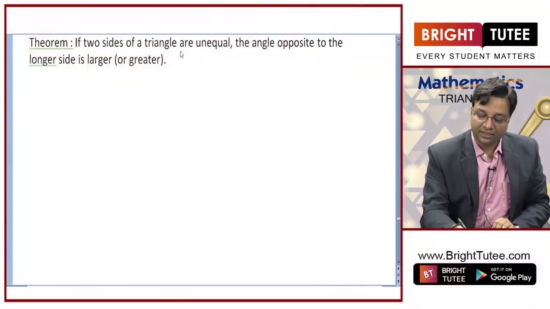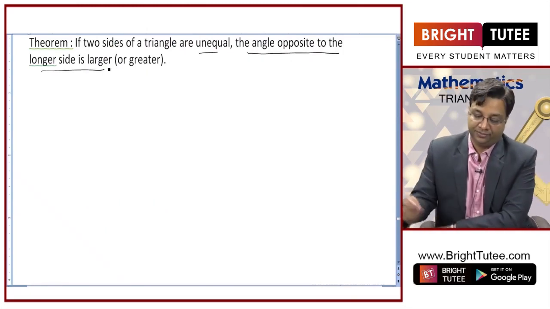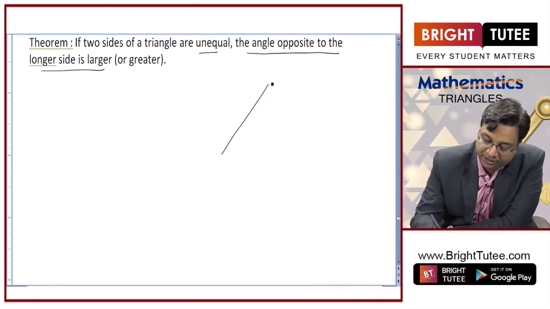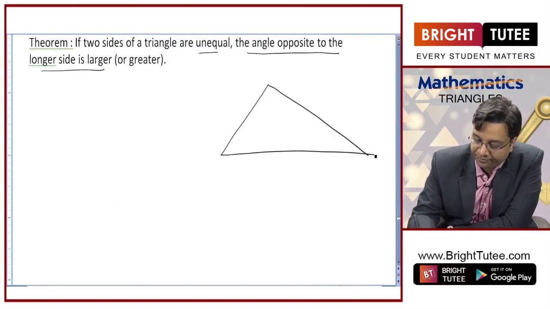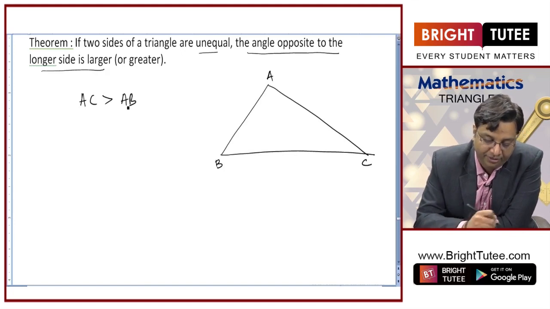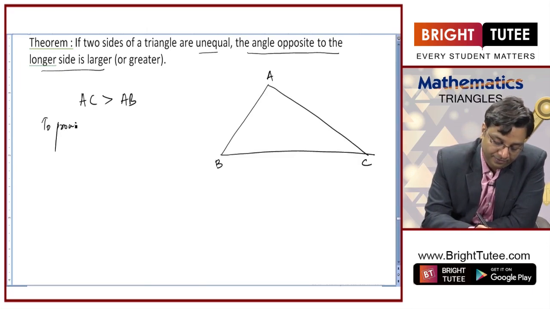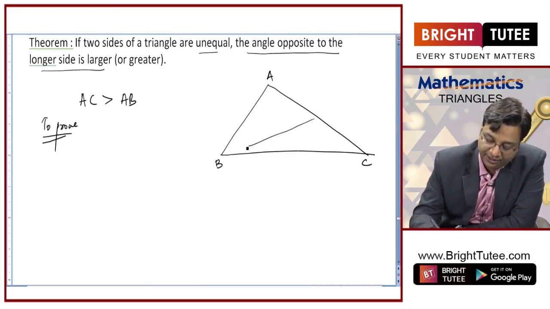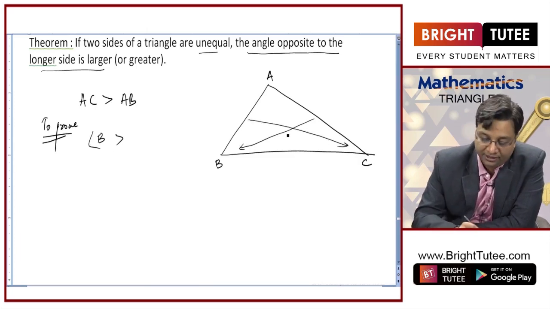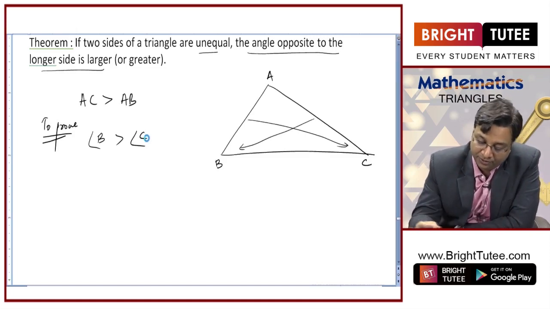If two sides of a triangle are unequal, then the angle opposite to the longer side is larger or greater. So let us consider this triangle here, A, B, C, and let us say AC is greater than AB. So we need to prove that the angle opposite to AC, that is angle B, is greater than the angle opposite to side AB, that is angle C. This is what we need to prove, right?